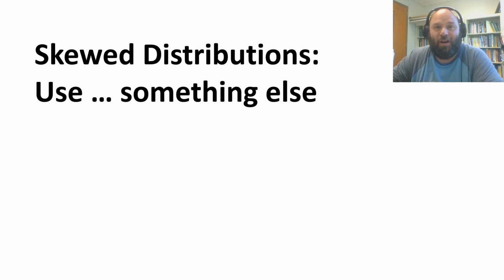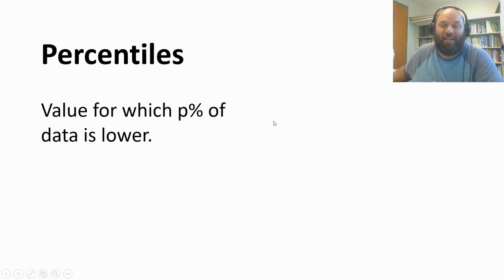As we saw, the mean is heavily influenced by outliers, very large or very small values. And if there are a lot of very large or very small values, the mean can be a little bit misleading. The same goes with the standard deviation. So we need to use something else. What we're going to use comes from percentiles.